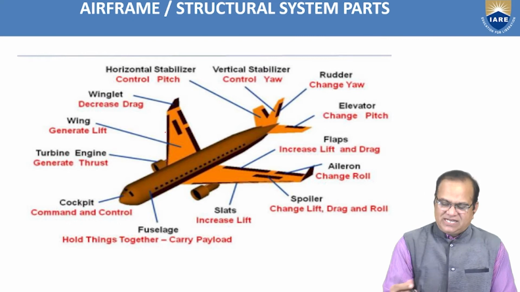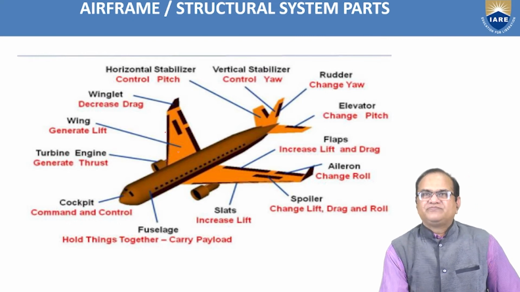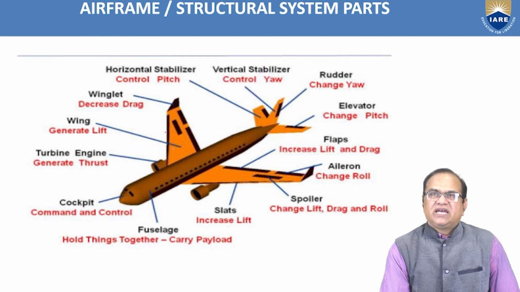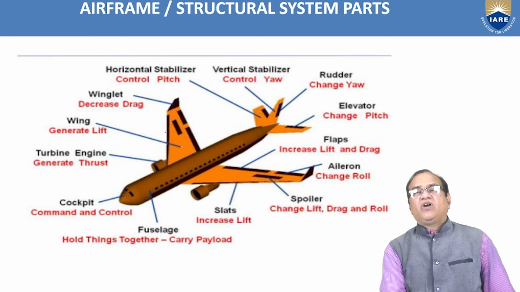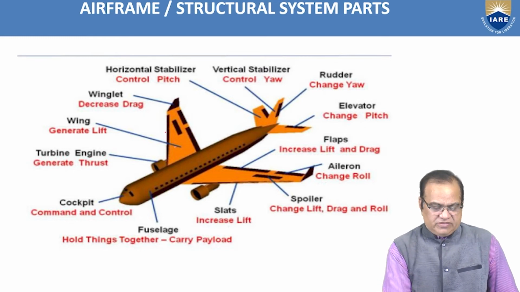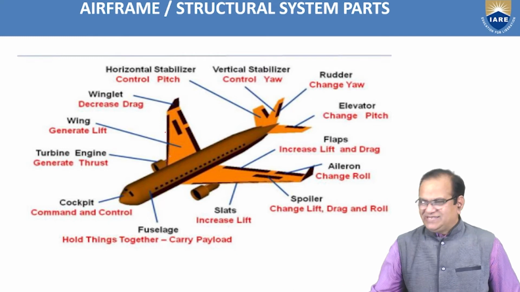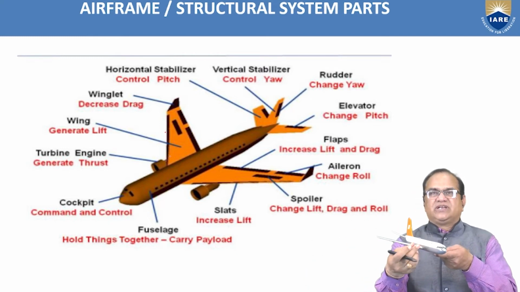Now wings are the primary lift producing component. You can see here that this yellow color, orange color, these are the wing, and here 90% of the lift is generated by the wing. Then we have here the turbo engine. This you can see here. This is the turbo engine.